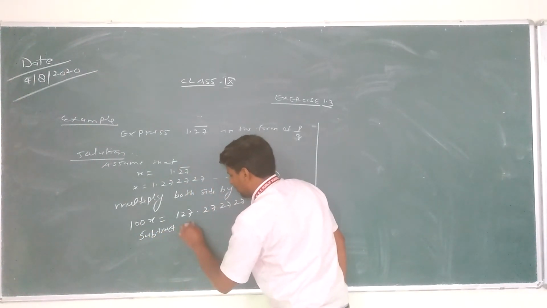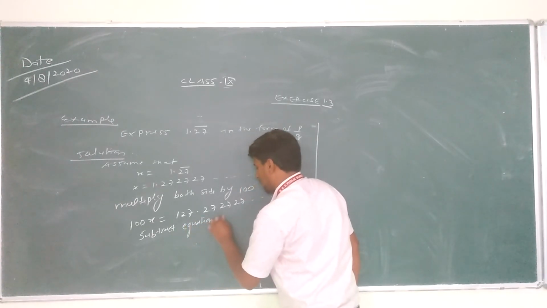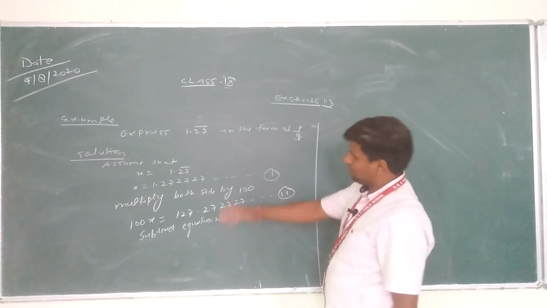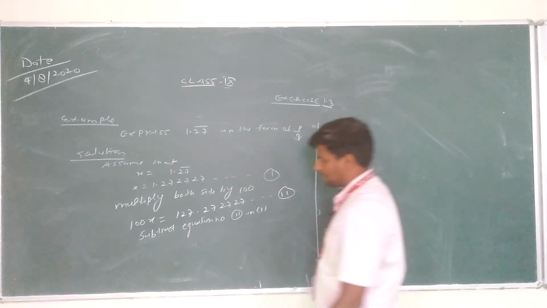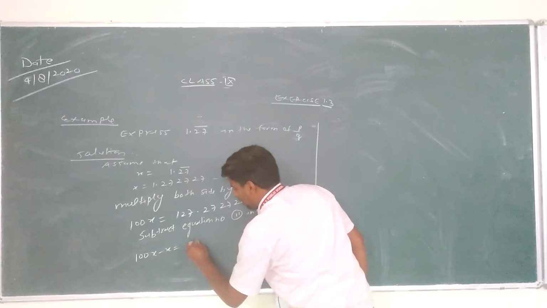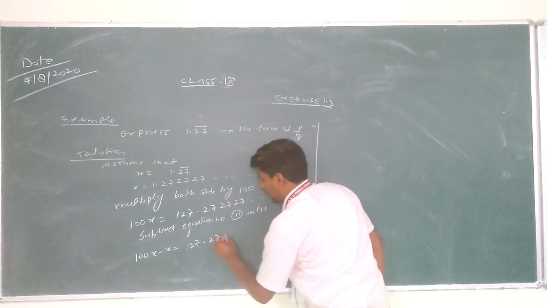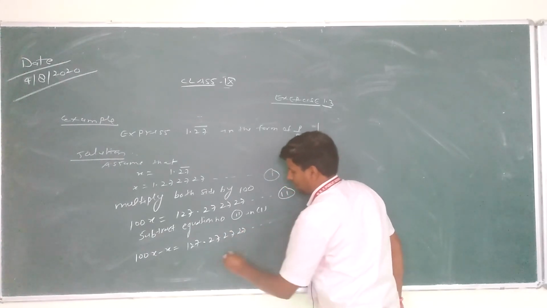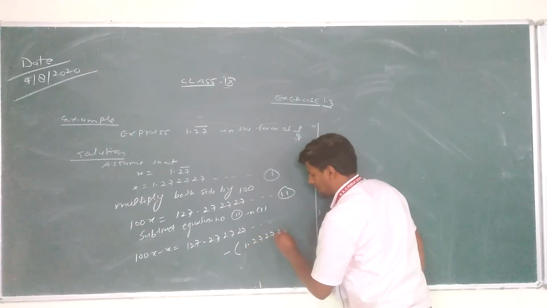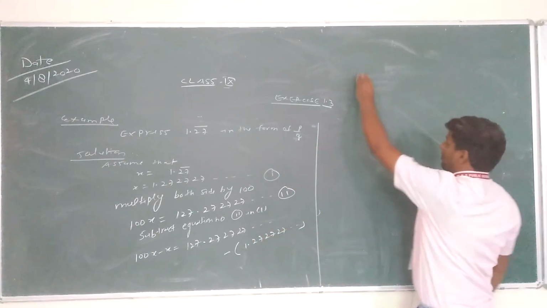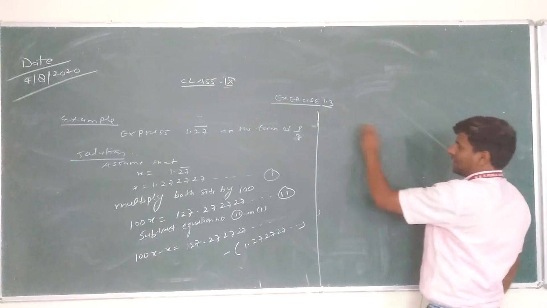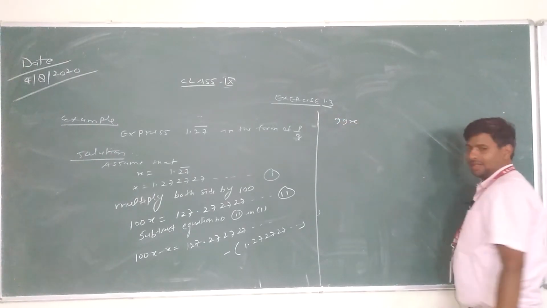Subtract equation number 1 from equation number 2. Left-hand side is subtracted from left, and right-hand side from right. So on the left it is 100x minus x, that is 99x. On the right we subtract 127.2727 and so on minus 1.2727 and so on.